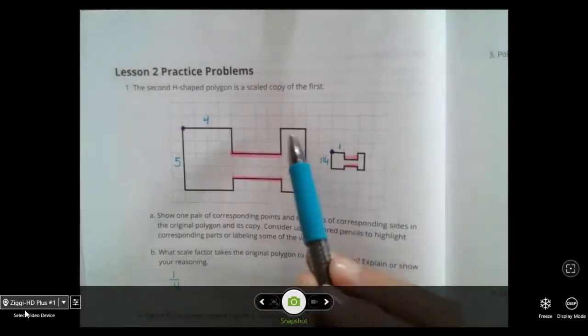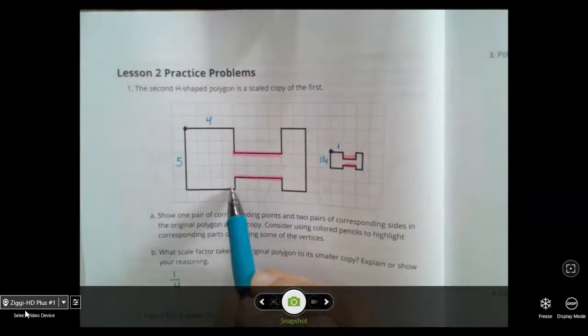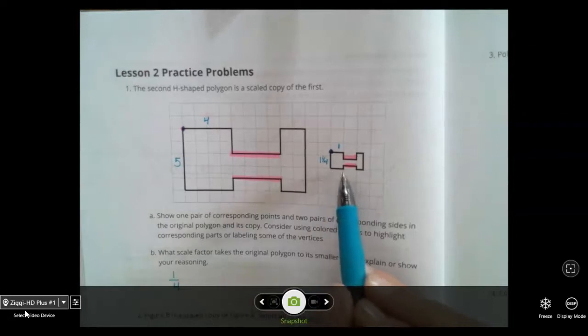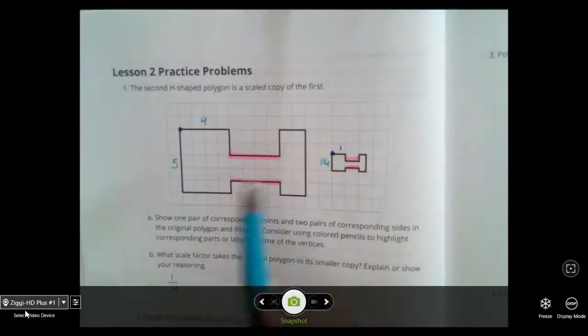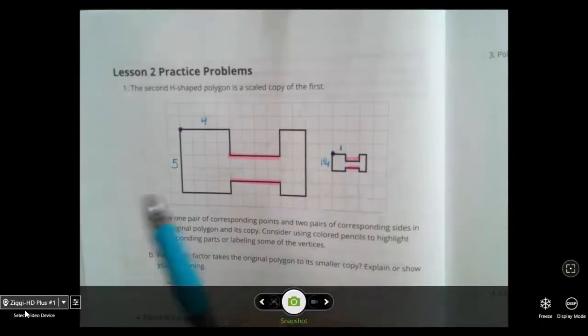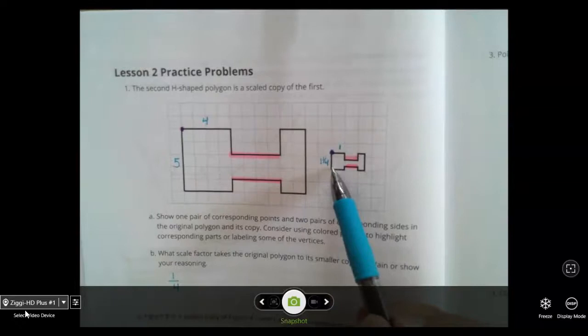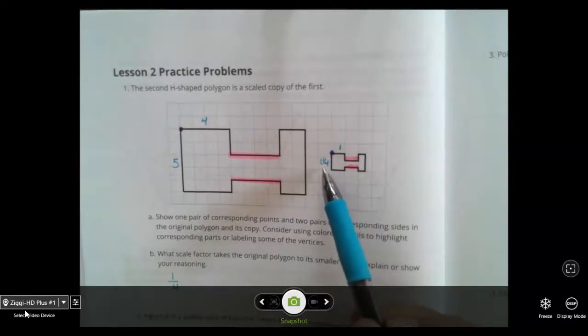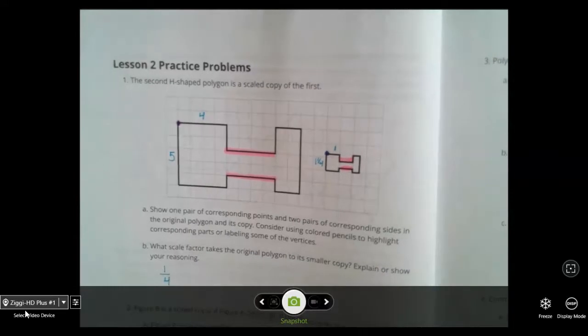And if this is 4 across, this is just 1. So 4 to 1, how do I go from 4 to 1? I'm multiplying by a fourth. How do I go? This side was 5 to 1 and a fourth. Again, I'm multiplying by a fourth to get that. So 1/4 is my scale factor.